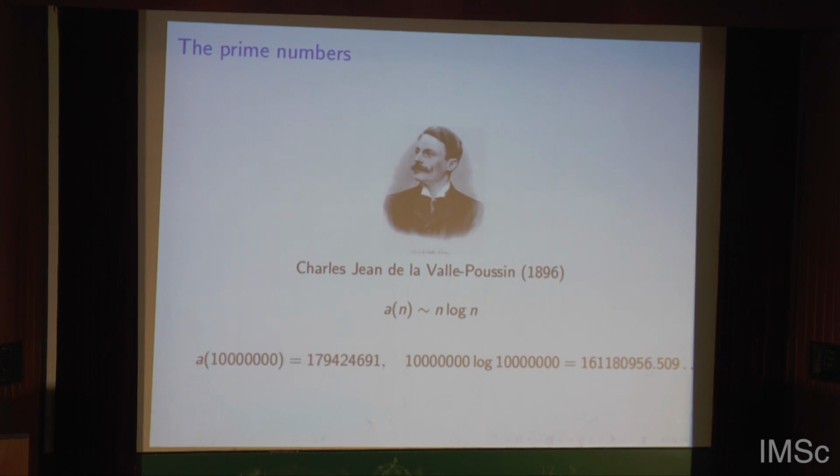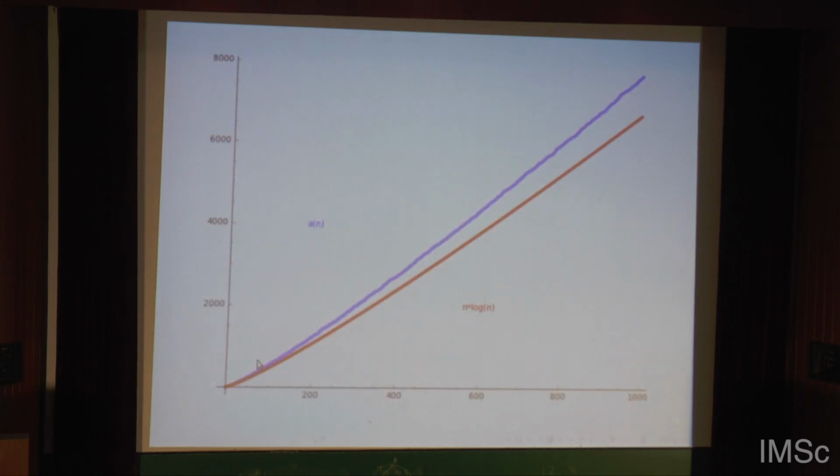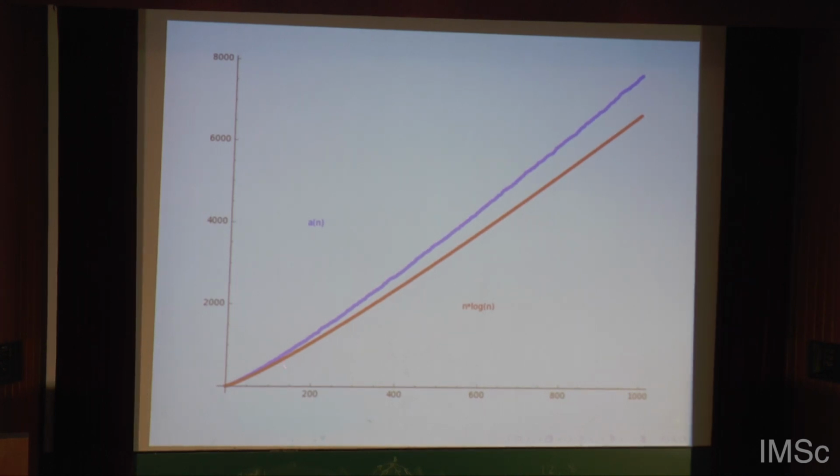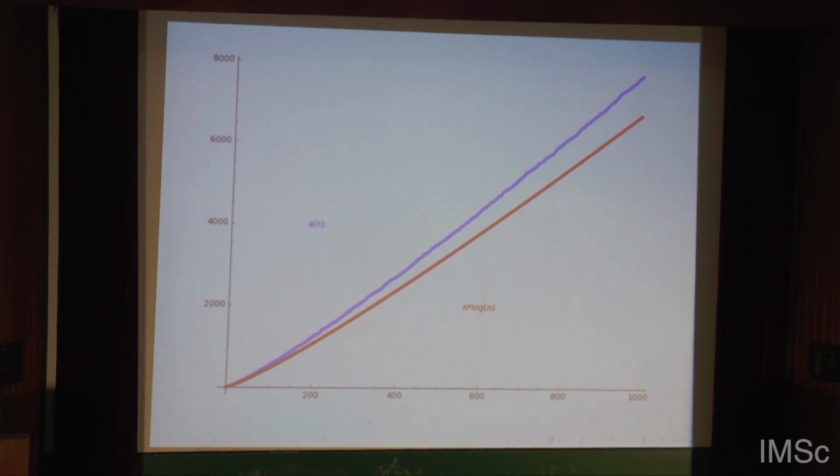Let me show you an example. Ln, yes, ln. So for example, the 10 to the power 7th or 8th prime is this number, and if you compute the log, it's like this 16 whatever, but 0.509. So they're at least the same order of magnitude. Okay, if you plot the graph, you'll see that this is the nth prime number, and this is n log n. So they seem to be diverging a bit, but they grow pretty much at the same rate.